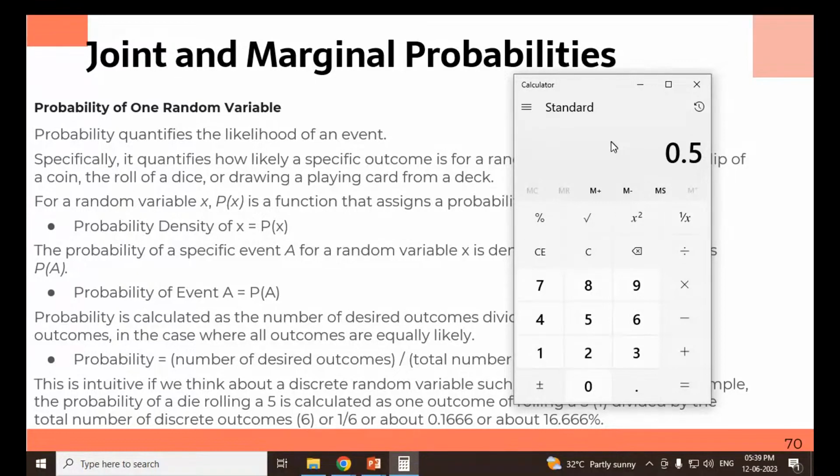Now I have 6 faces on the dice. If I roll it, what are the possible outcomes? 1, 2, 3, 4, 5, 6. The total number of possible outcomes is 6. So what is the desired outcome? 1 is the desired outcome. Only the top face, whatever the number is, that number we will consider. So one face is considered, but there are 6 faces totally.